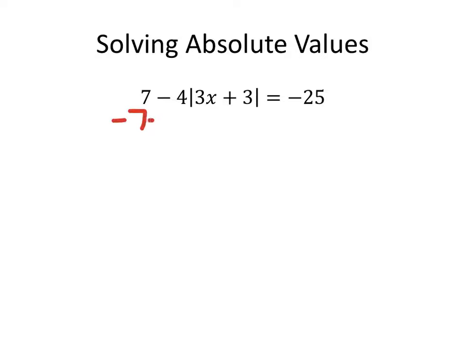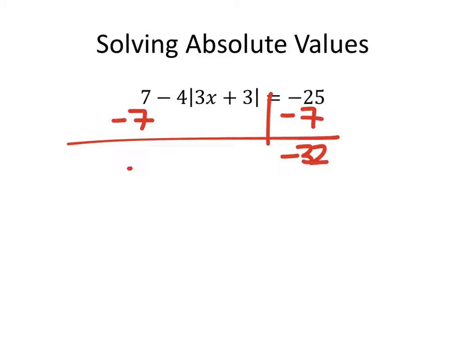So let's subtract 7 from both sides of this. And that gives us a -32. Now subtraction doesn't change the inequality. Oh, it's not even inequality. I jumped the gun on that one. It's just an equation, so that's not going to matter. So I got -4, absolute value of 3x plus 3 equals -32.